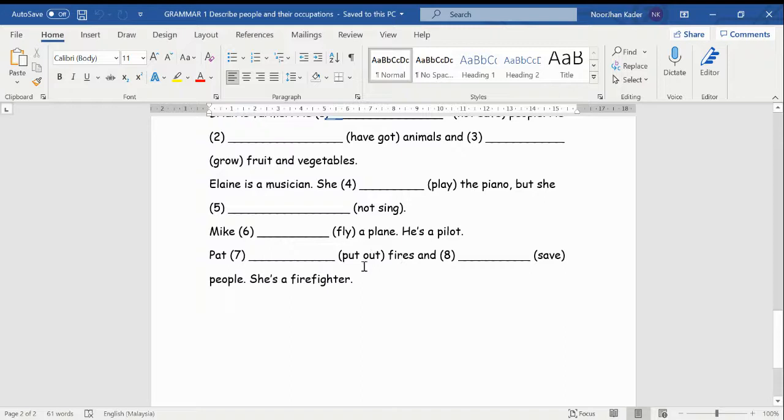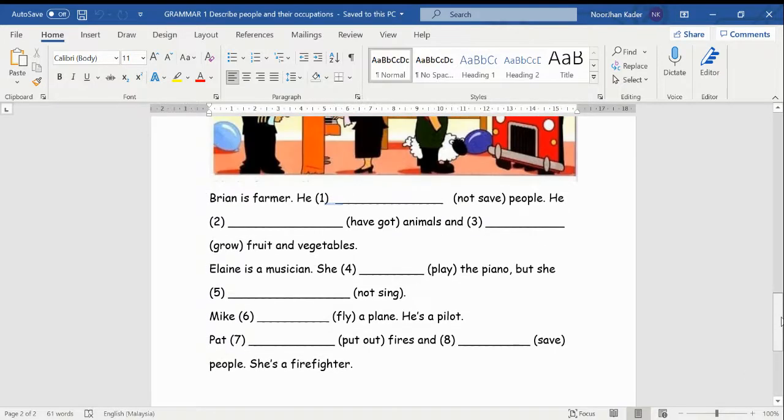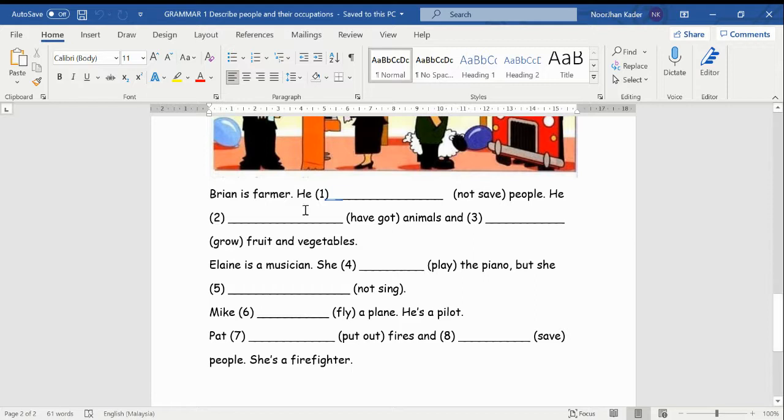Pat dash put out (put out fires), and number 8 dash save (save people). She's a firefighter. So if you look at all these words, they have already given almost all the occupations. They've given the answer to you. That means they've already given the keywords. The most important keyword is the first sentence, or any sentence which tells us what the occupation is.